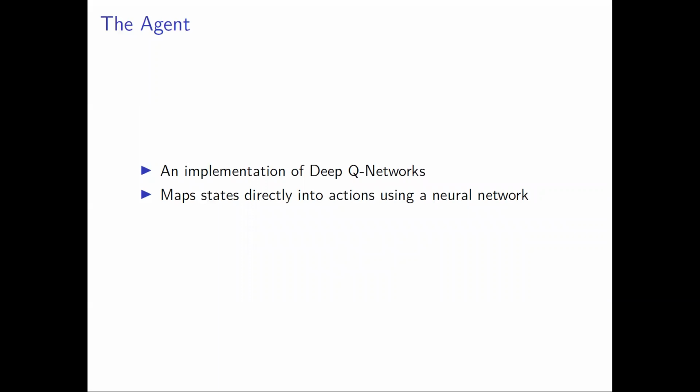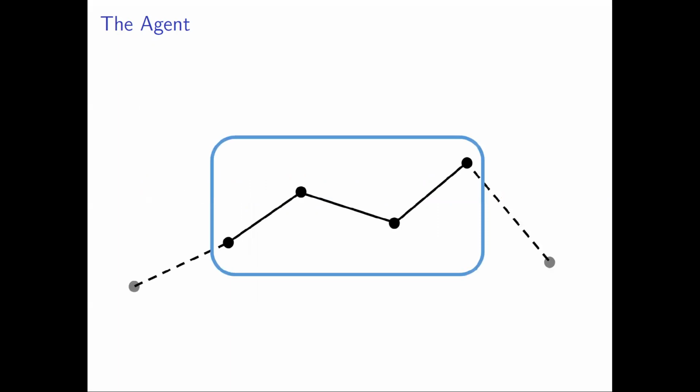We have implemented a deep reinforcement learning agent to tackle this problem. Our agent uses a deep Q network to map states directly into actions with the use of a neural network. Let's have a look at what information the agent uses. The blue window here indicates the market prices that the agent has access to at each step in training, with the top right dot representing the current stock price.